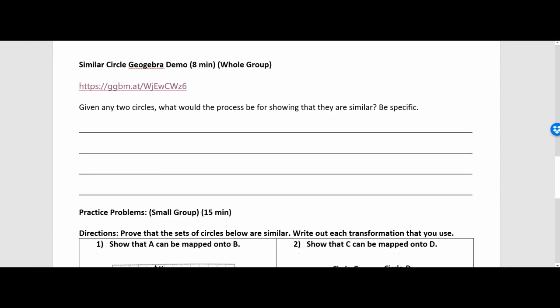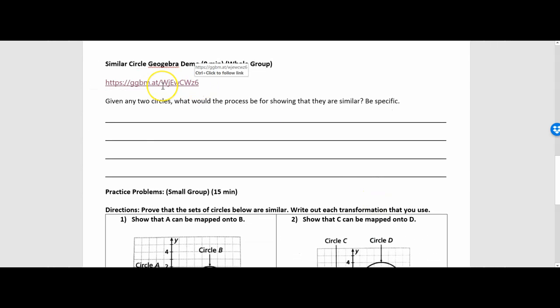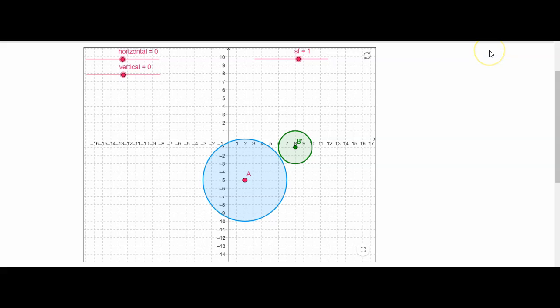I'm actually going to show you guys a little demo. We're going to hop over to GeoGebra. Give me a second to pull that up, and then we will continue our discussion. Okay, so we are over here at GeoGebra, and our goal is to prove that any set of two circles are similar. So let's think back to what we need to do that.